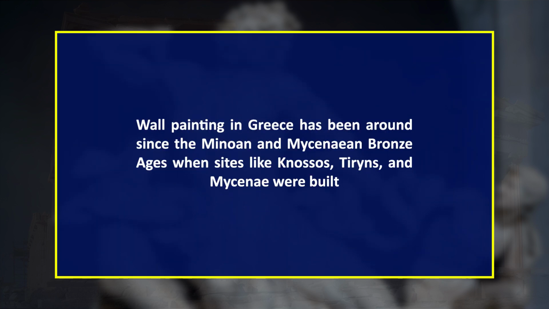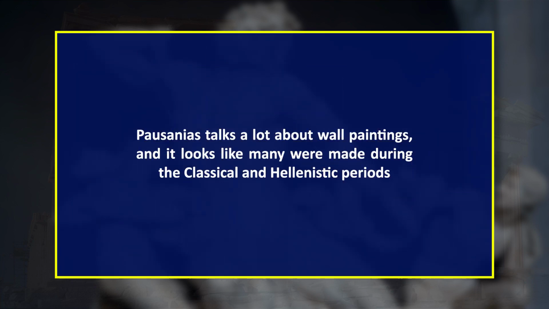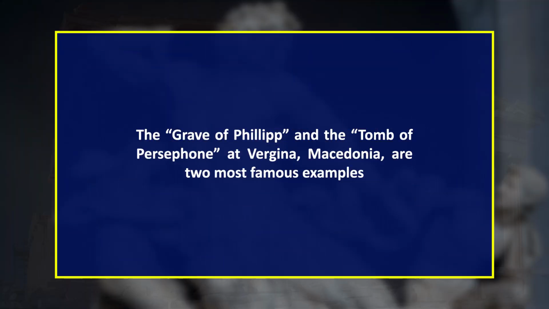Wall painting in Greece has been around since the Minoan and Mycenaean Bronze Ages, when sites like Knossos, Tiryns and Mycenae were built. It is not clear what these paintings have to do with later Greek wall murals. Pausanias talks a lot about wall paintings, and it looks like many were made during the classical and Hellenistic periods. Few architectural pieces have been preserved. The grave of Philip, for example, and the tomb of Persephone at Vergina, Macedonia, are the two most famous examples.